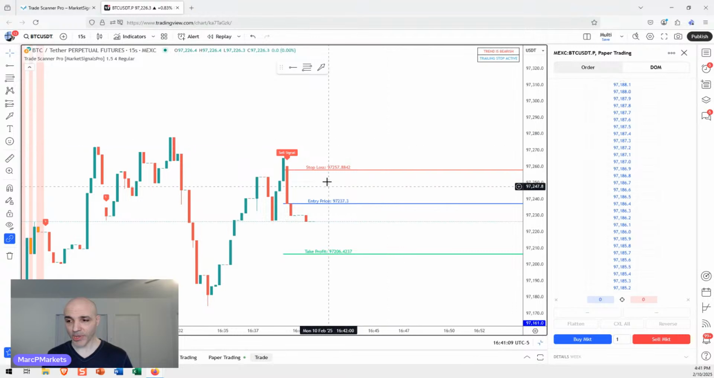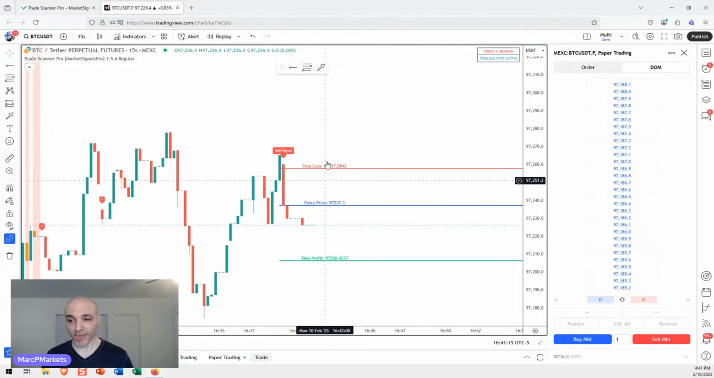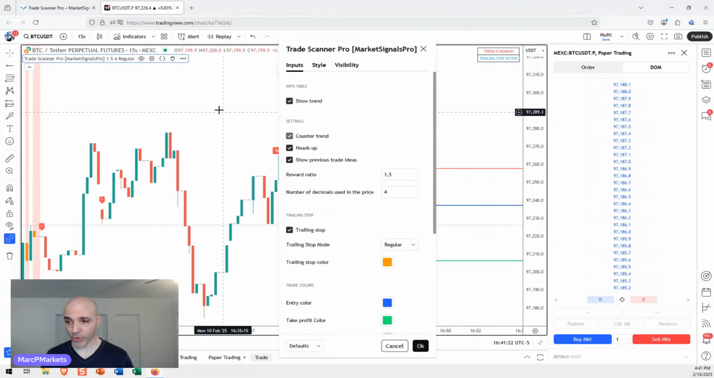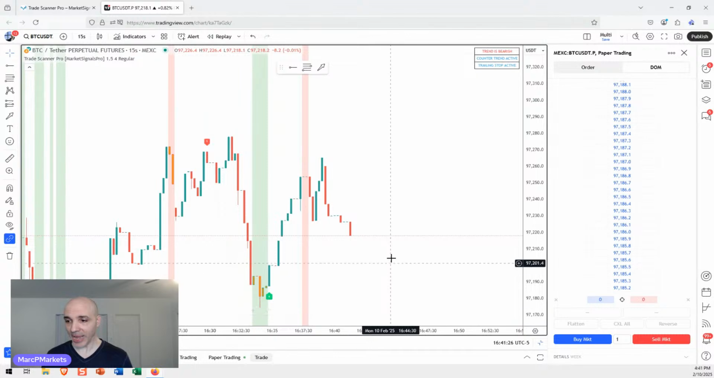Does that make sense? So what would I do here? Nothing. This thing, if I'm right about the long, this should stop out. If I want to look for longs in this pullback, because I'm impatient, I would go back to counter trend mode, and that trade should vanish, right? And now I'm looking for longs again.